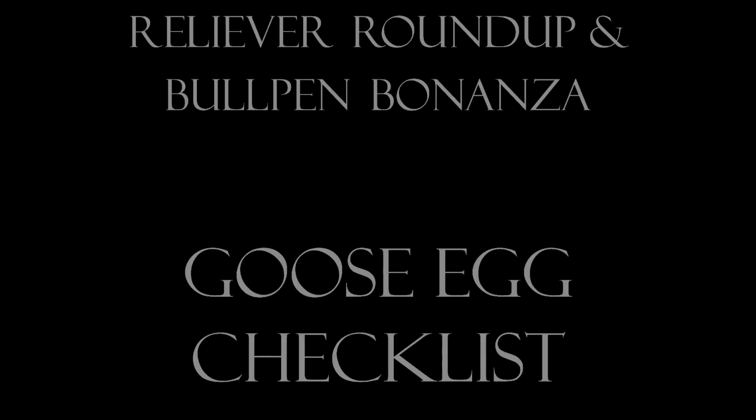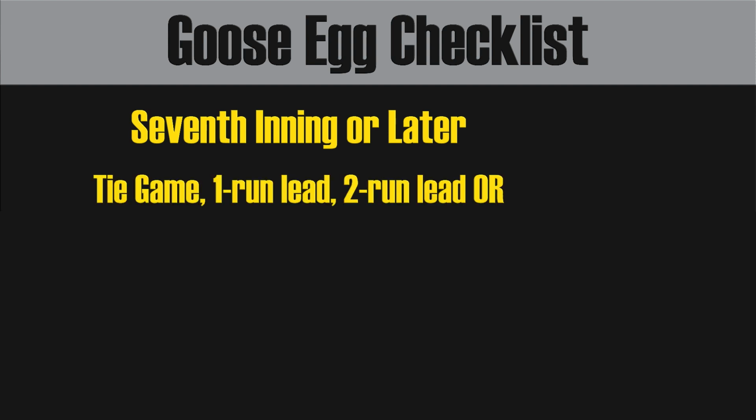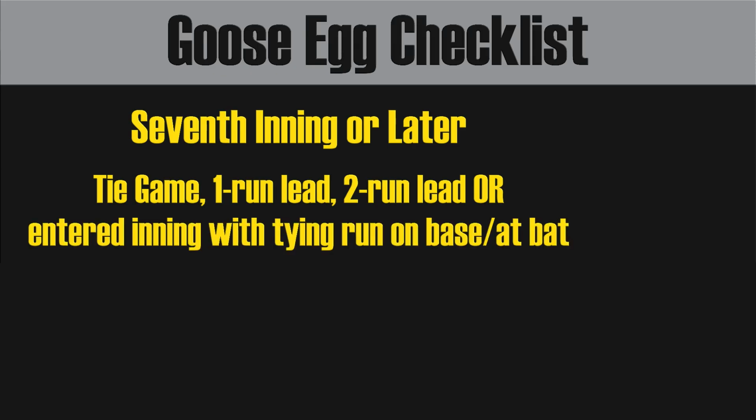Let's briefly go through the checklist of a goose egg. First off, like I just said, it's assigned inning by inning from the 7th inning onward. When the pitcher enters the inning or begins the inning, if he is a reliever that starts off the inning on the mound, it must be either a tie game, or his team must have a 1-run lead, or must have a 2-run lead. Or, when the pitcher begins the inning, if the tying run is on base or at bat, it's also a goose egg scenario. The pitcher must record the 3rd out under the following conditions.